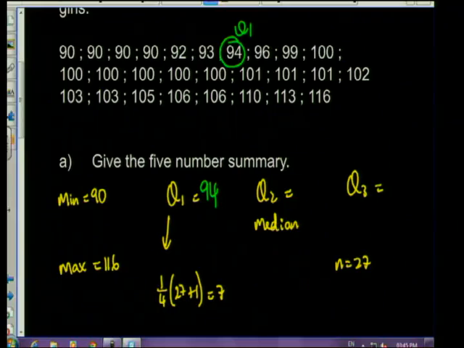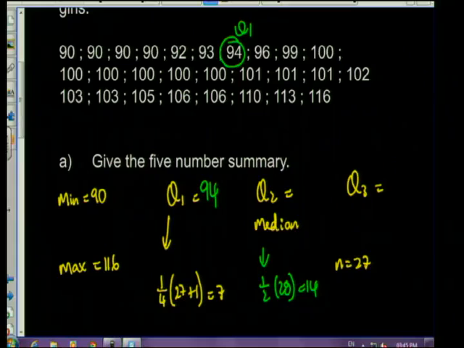Then I'm going to do the same for Q2. You could, of course, cross off until you find the middle values. The median, remember, is a half of your data values. So it would have been a half of 28, which is the 14th value. Well, if I'm already at 7, count another 7: 8, 9, 10, 11, 12, 13, 14. So that there will be my Q2, which is 100.